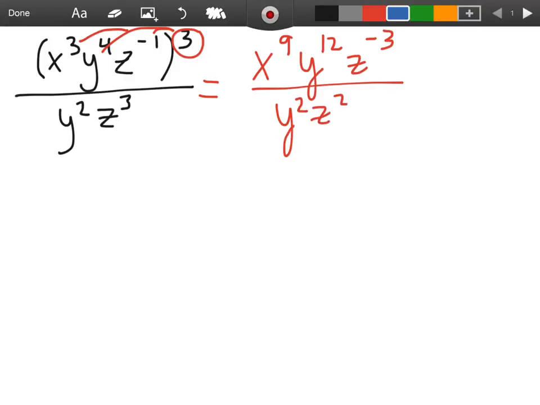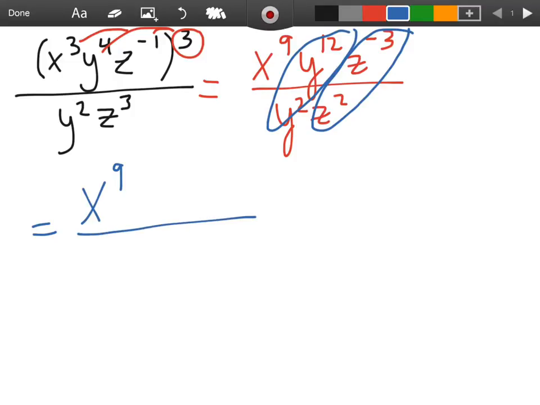Now I see that I've got some z's that can be combined and some y's that can be combined. So I'm going to work with those. I know my x to the 9th is just there for good. Well, y to the 12th over y squared just means y to the 12 minus 2, so that's y to the 10th.